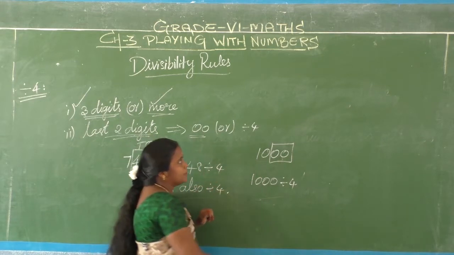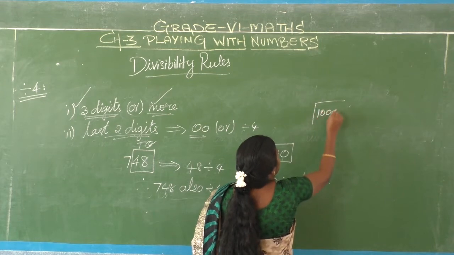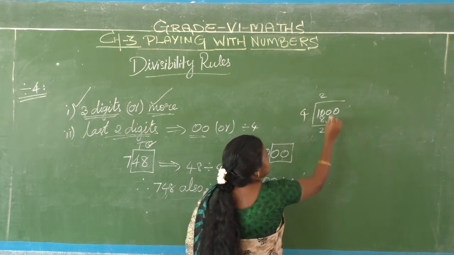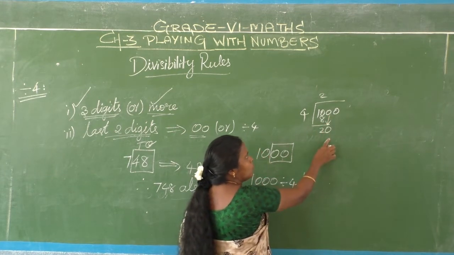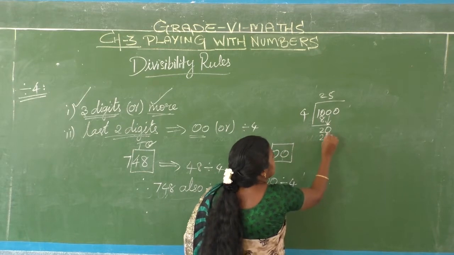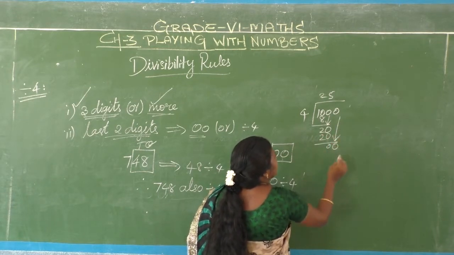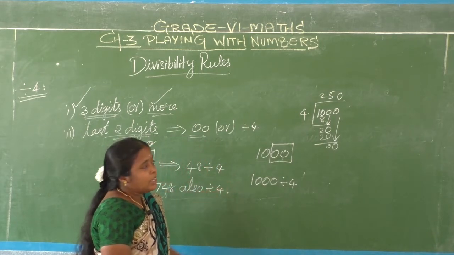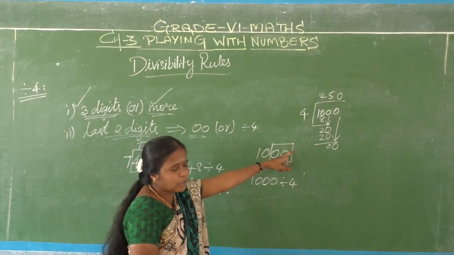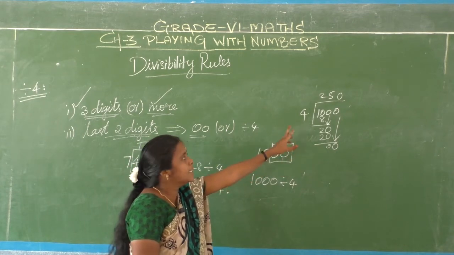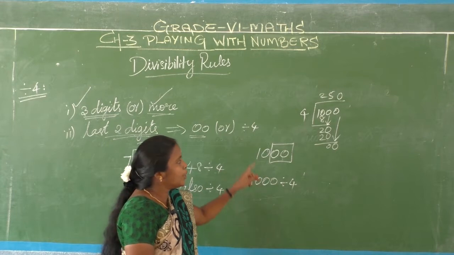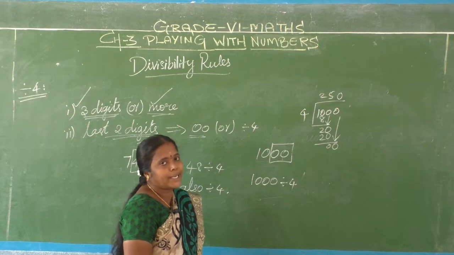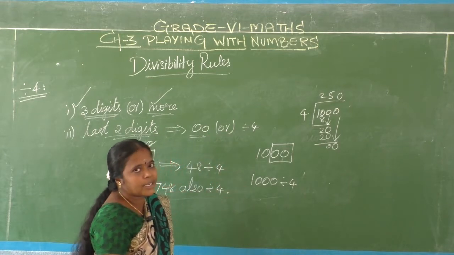By normal division check. See, in 10, 2 fours are 8, remainder 2, bring down 0, you become 20 now. In that, 5 fours are there, 20, remainder 0, bring down the last 0. So 250 into 4 becomes 1000. So by normal division also we checked it is divisible by 4. Clear? No need to work out normal division sums in all cases. With the help of the rule we can finalize the answer.